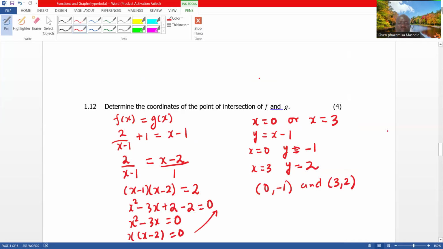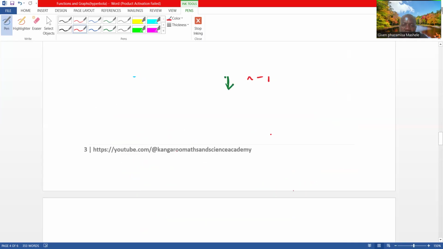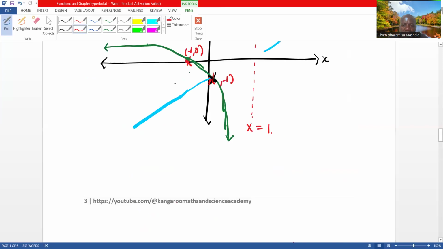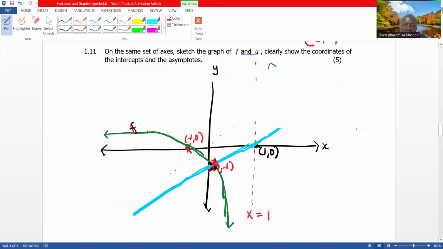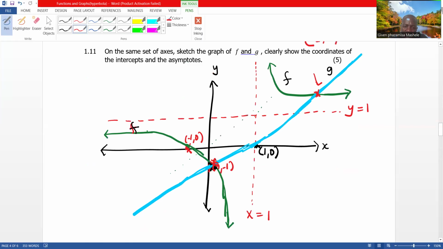So we can go back and say now, we know the coordinates of the 2 graphs. We know here it's 0 and negative 1, and here we know it's, let me just write, it's 3 and 2. So we know these values here. Okay, now we can continue with our question.